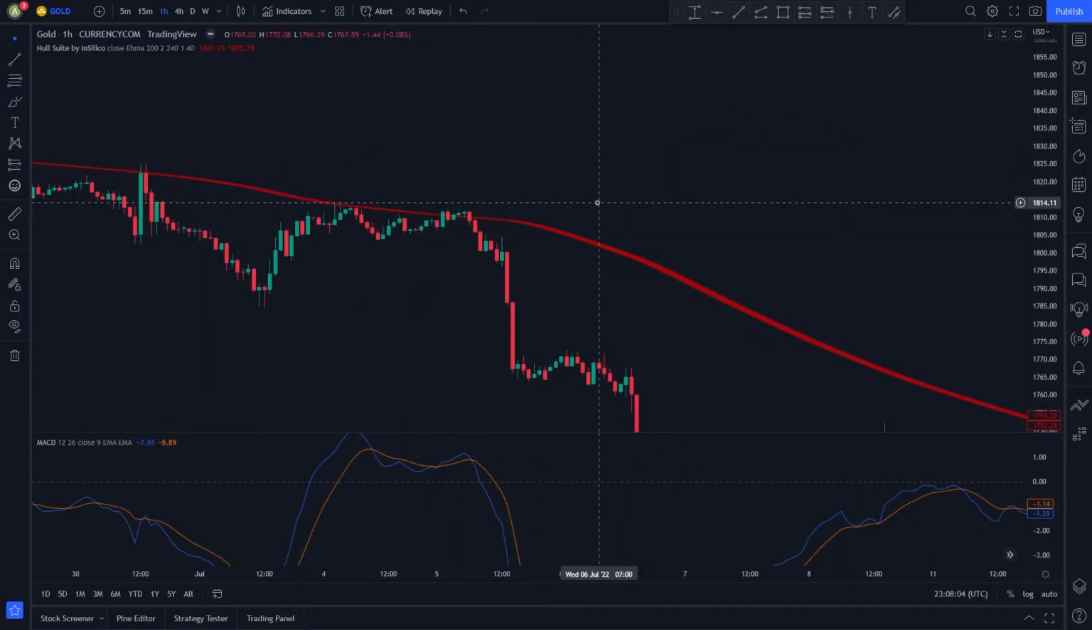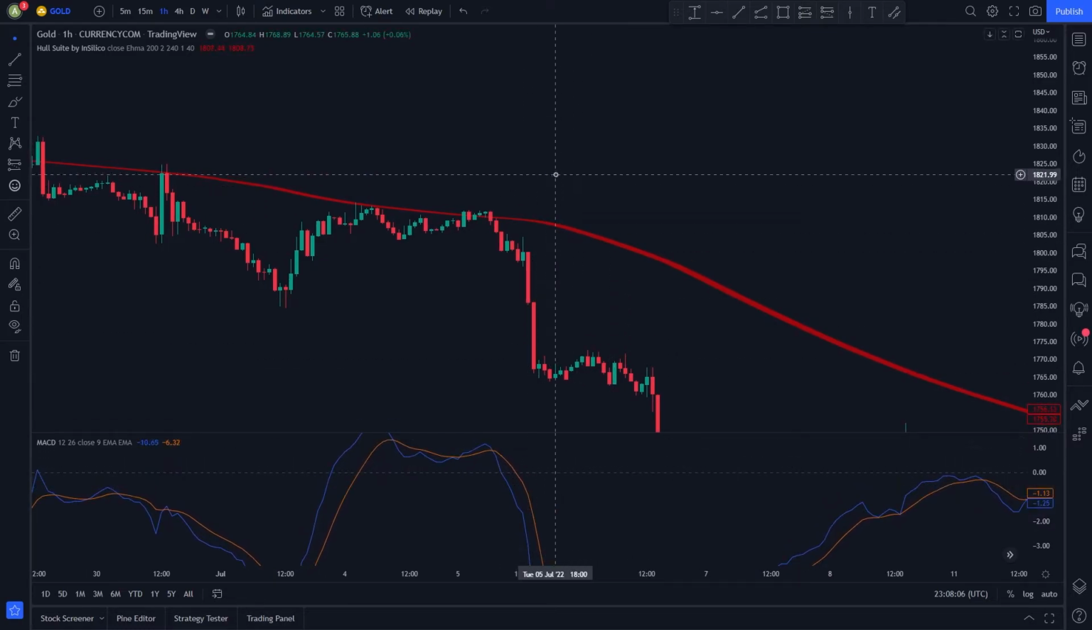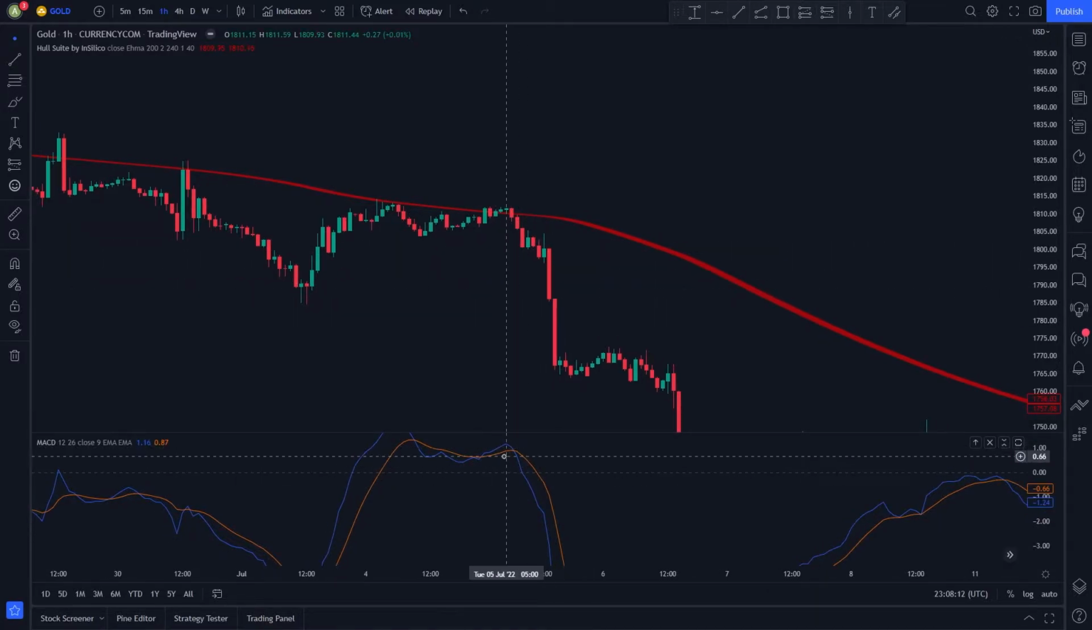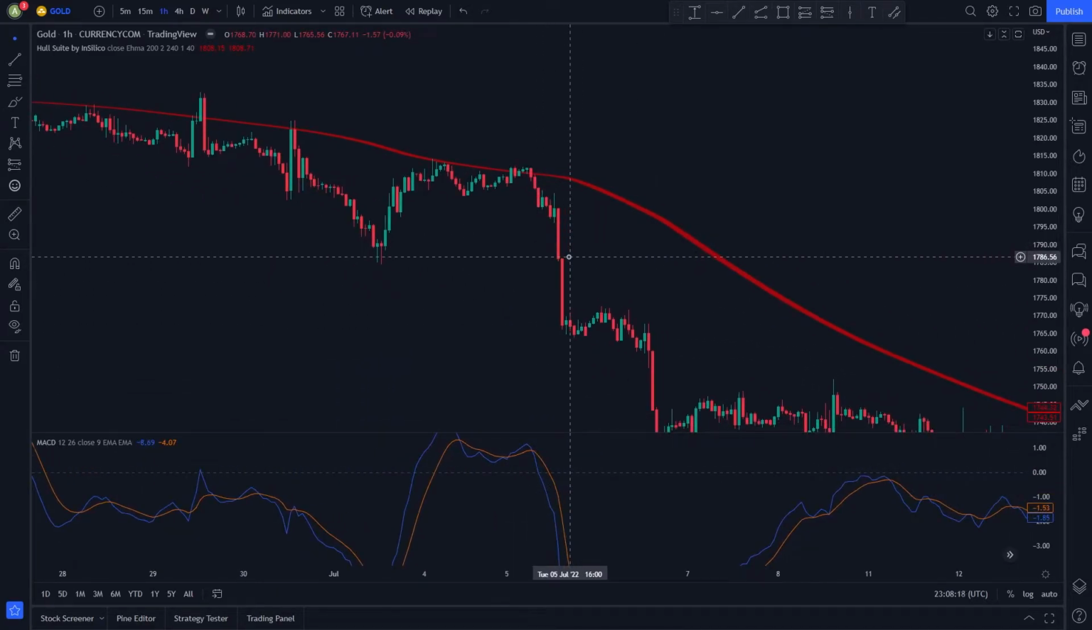Now for the rules to entering a short position. First, the Whole Suite line has to be colored in red and the price has to be trading under it. Second, we need the MACD lines to cross each other and the orange line has to be above the blue line. These are the rules to enter a short or a long position. To make everything more clear, I will give you a couple of examples.